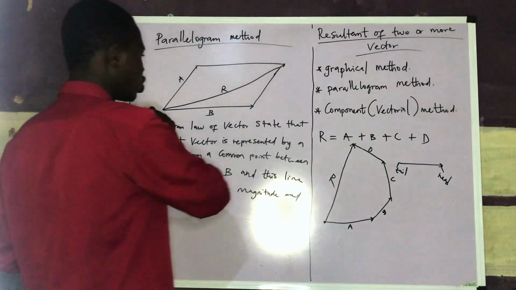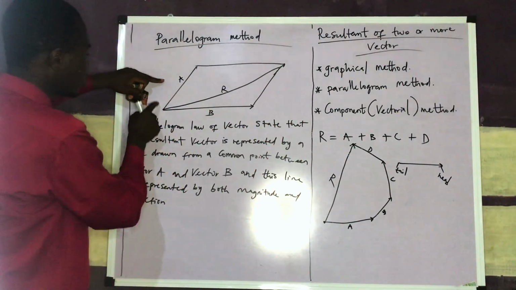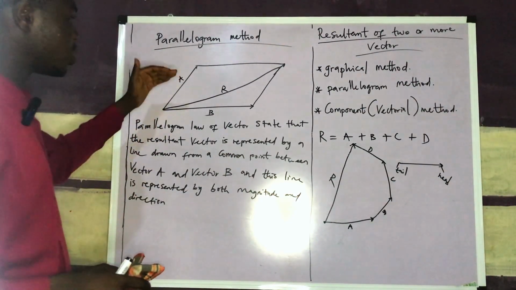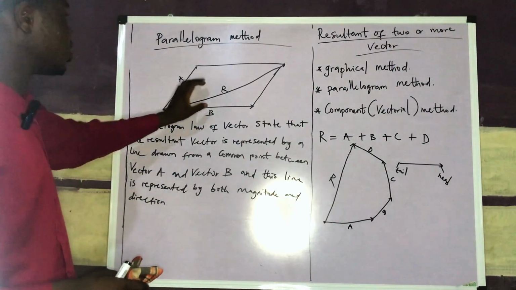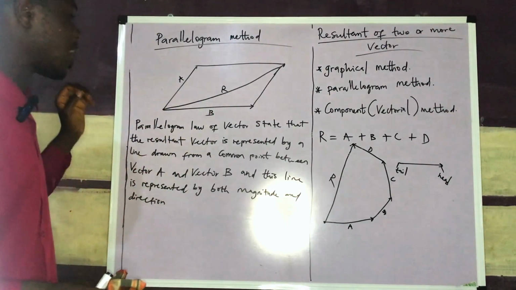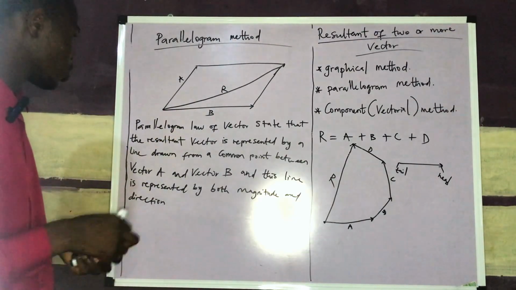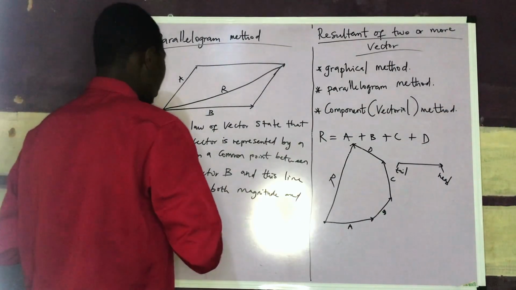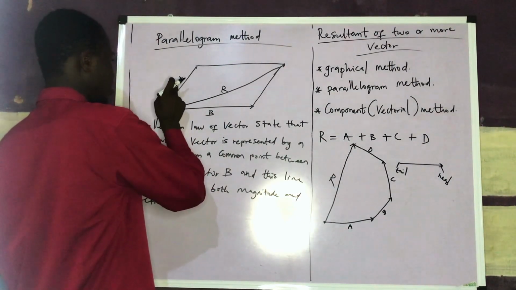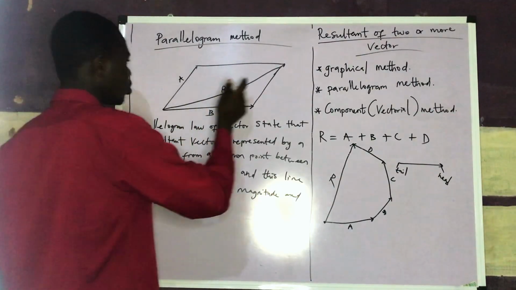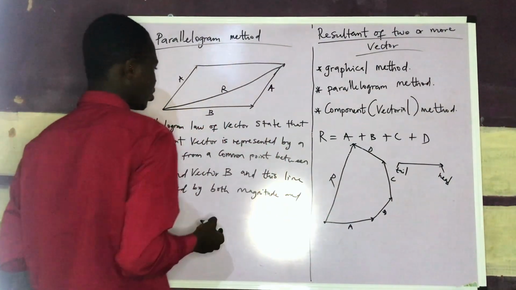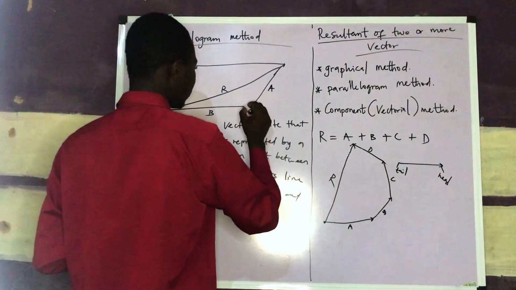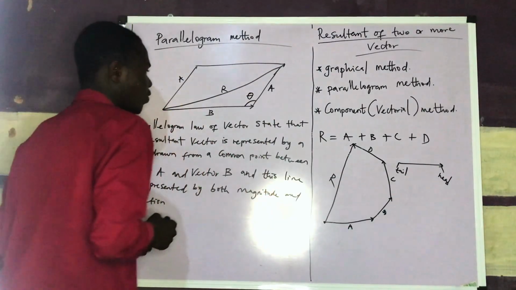and know that this resultant that is drawn from the common point between A and B is represented by the magnitude and direction of the two, and the resultant has the effect of both vectors. So let's look at it critically. Like I said before, let's say this place is A. The distance of this side is equal to the distance of the opposite side, so we can say this is also A. And between this A and B, we have an angle there.